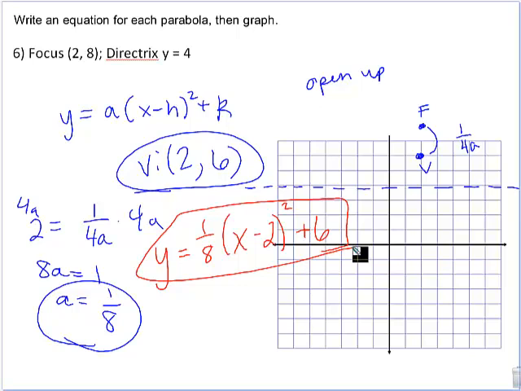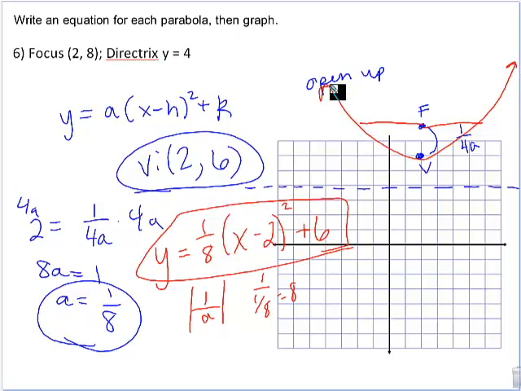Okay. How would we finish graphing this? Because it also asks for the graph. How are we going to know how wide we are at the focus? 1 over our A? Well, what would be 1 over 1/8? 8. So we should have a total width of 8 at the focus. So how far over should I go? 4 each way. So 4 that way, 4 that way. Connect it.